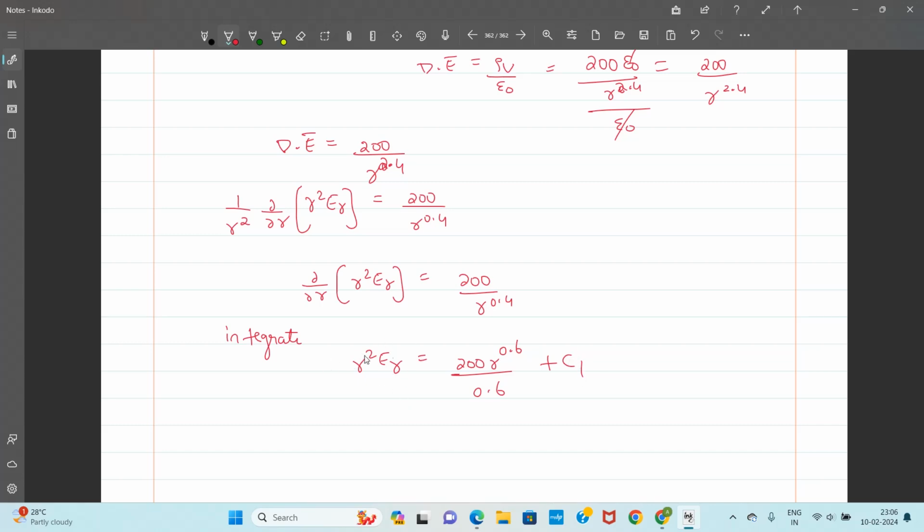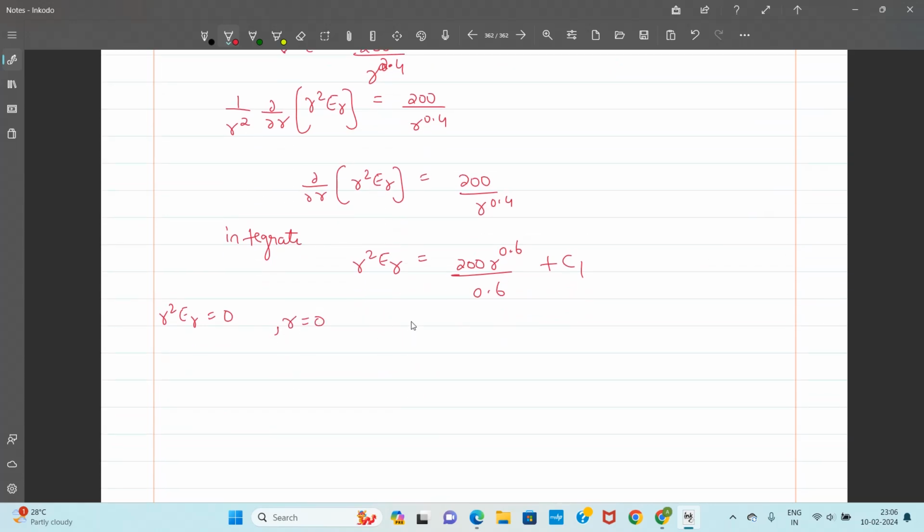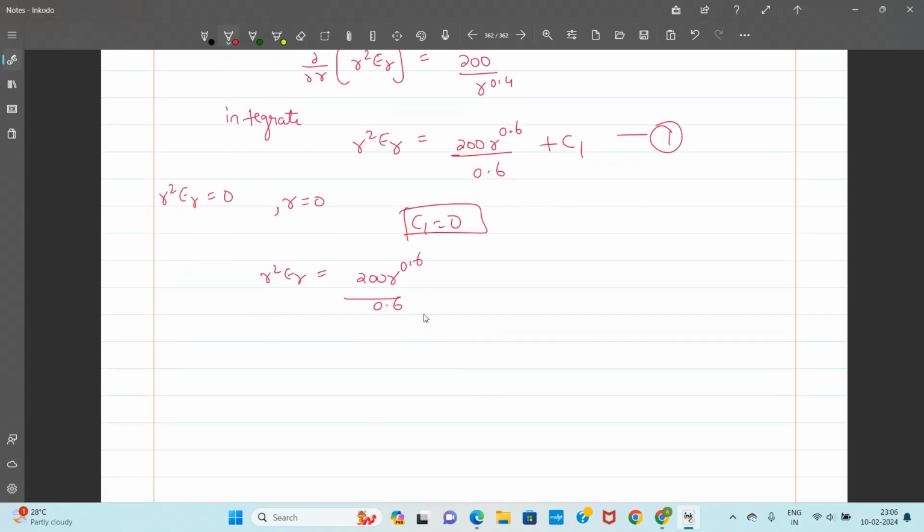Now I can directly use the given condition, that is r square Er is 0 for r equal to 0. This was the first condition, no? If I substitute that, I'm going to get C1 equal to 0. Next step, r square Er is equal to 200 r power 0.6 divided by 0.6. C1 is 0, so I'm not going to write anything here. Now I can take this r square to the other side. After simplification, I'm going to get 333.33 by r power 1.4.